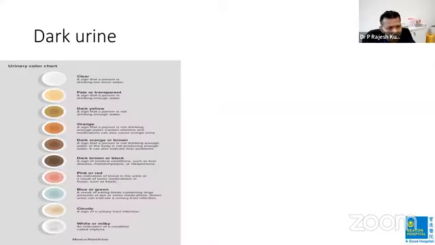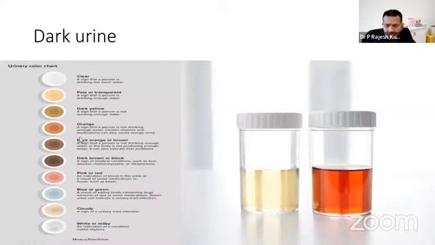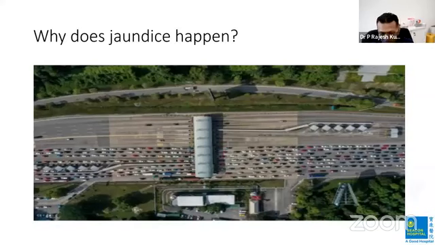Now, what about the urine? Okay, so this is normal urine. This is tea-colored urine. It looks like tea, you know. So this happens in someone with jaundice. Okay. All right. Now let's move on to the next level.